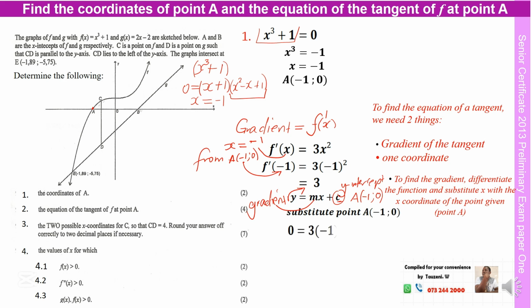So going forward, we have 0 is equal to 3 times negative 1. Now in this equation, 0 is the position for y and negative 1 is the position for x. Then this one is m. We are calculating c. So if we do those calculations, we are able to see that c is equal to a positive 3, and therefore we can now complete the equation of the tangent. So the tangent equation is y is equal to 3x plus 3. That is how to determine the equation of the tangent.